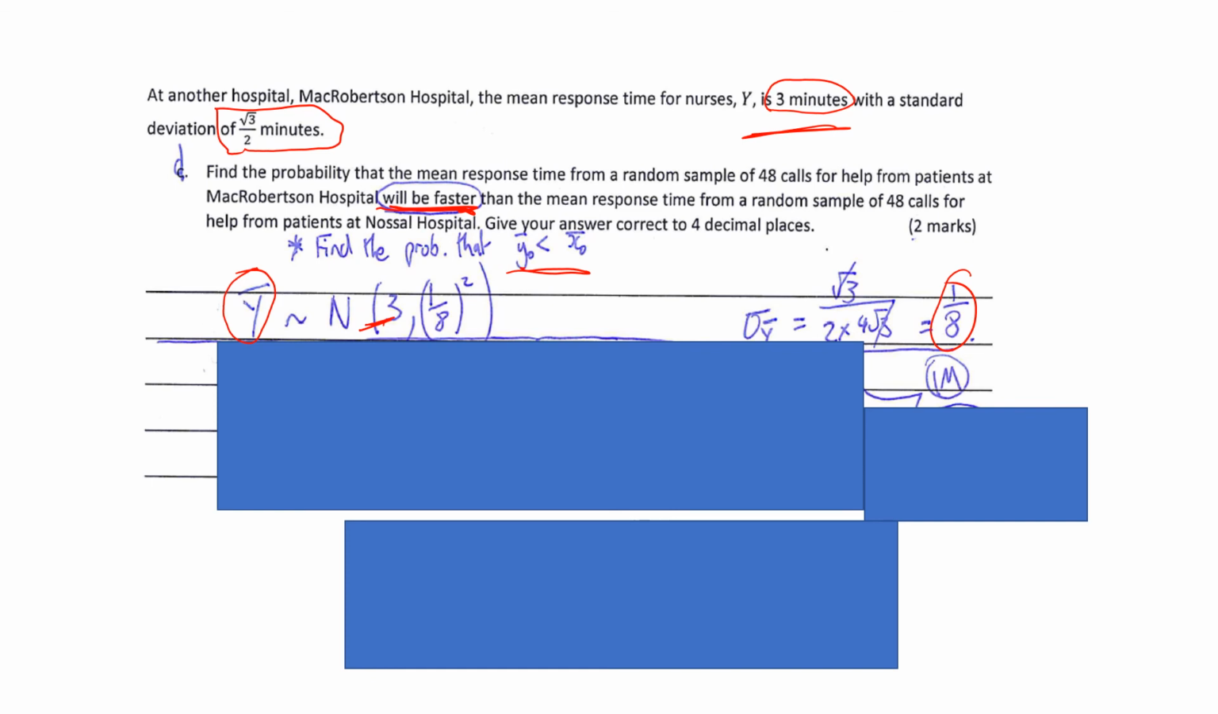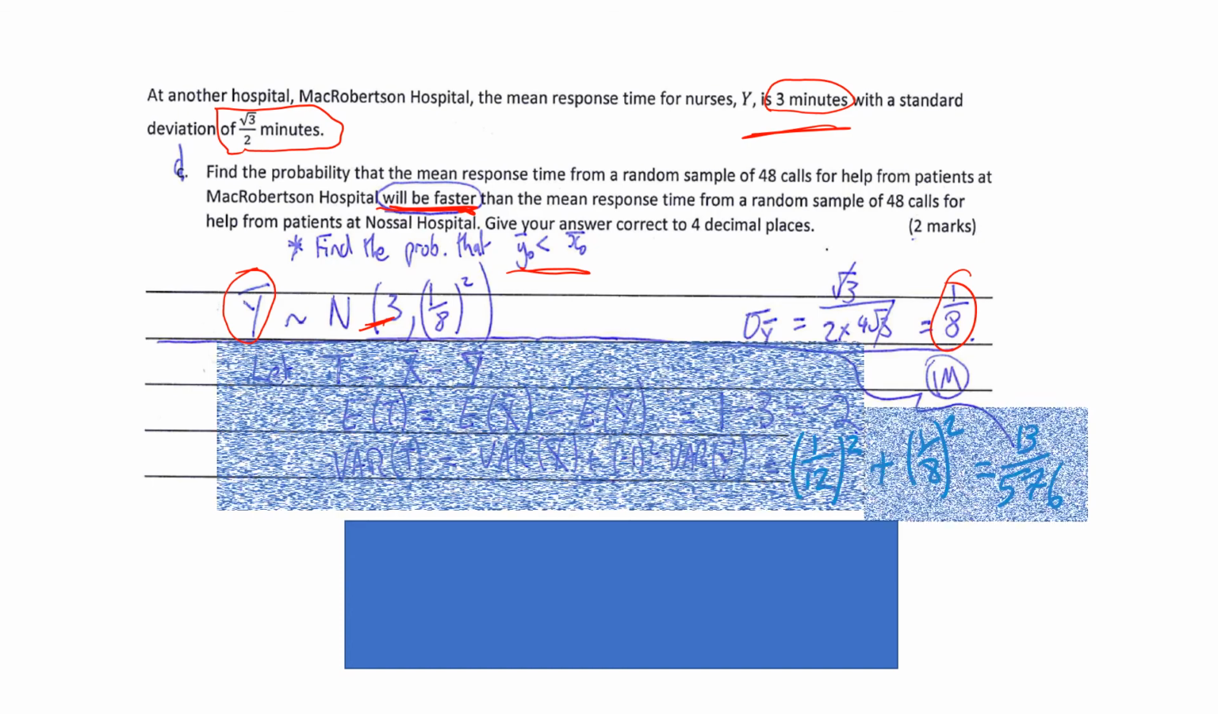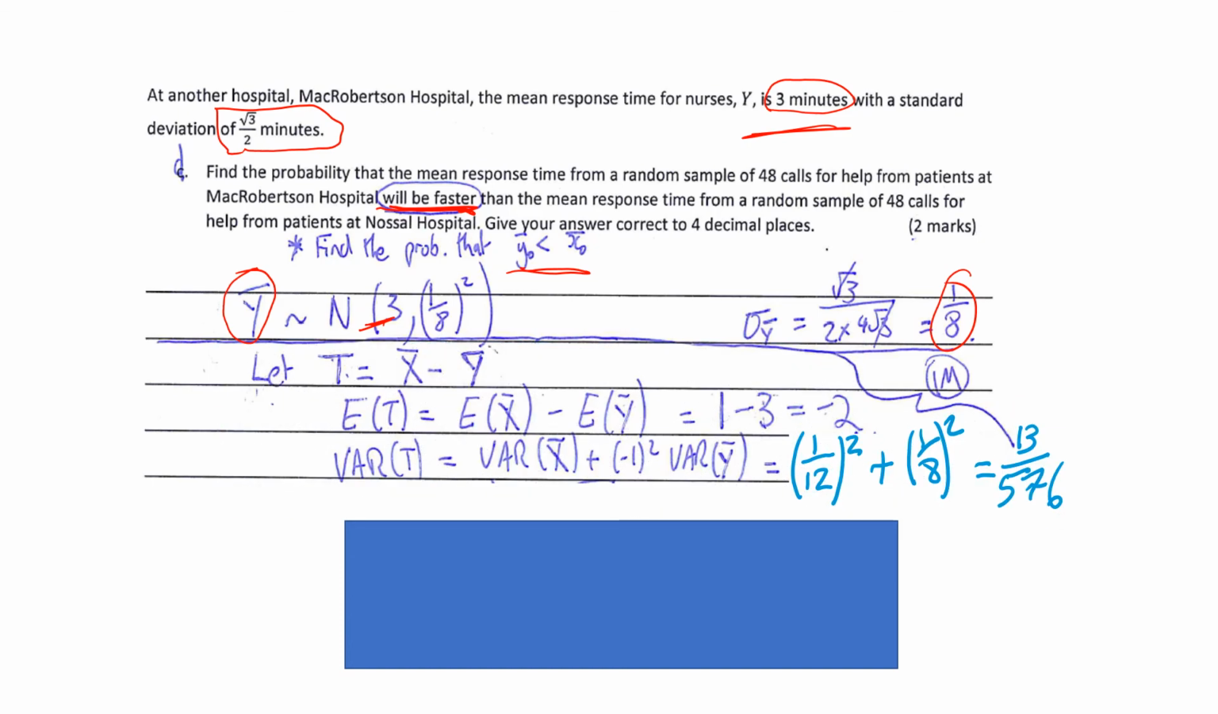Okay, let's move on. What we're doing is talking about two normal distributions: x bar, the sampling distribution with sample size 48 from Nossal, and y bar, the sampling distribution with sample size 48 from McRobertson's. So the intention was you set up T, so let T be a member from X bar minus a member from Y bar.